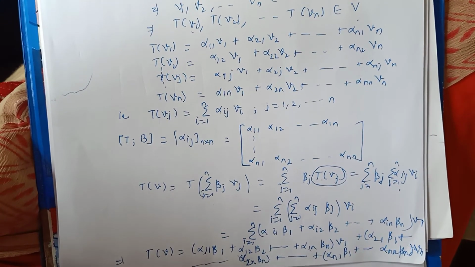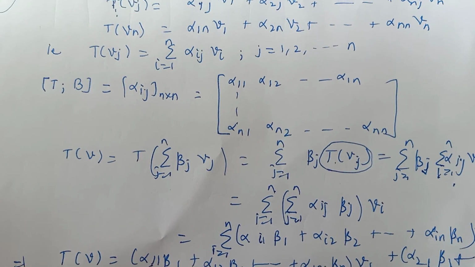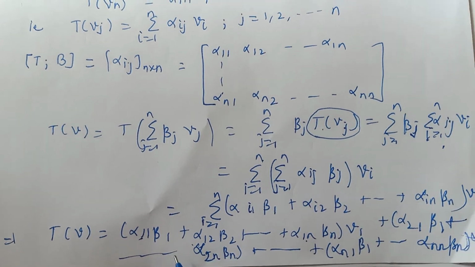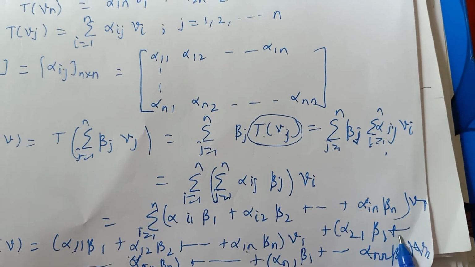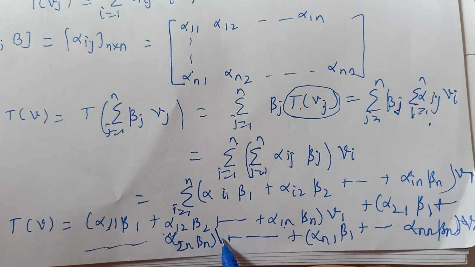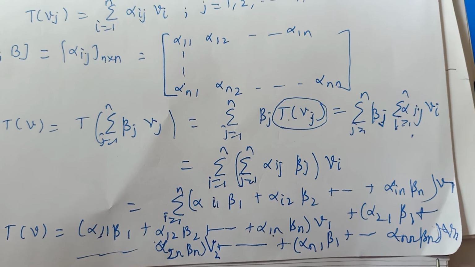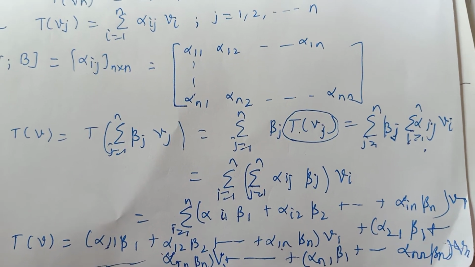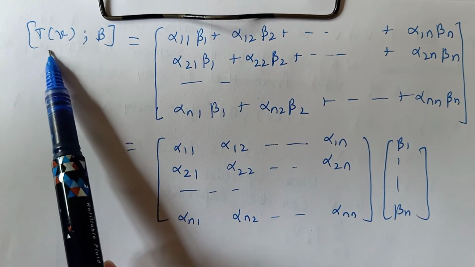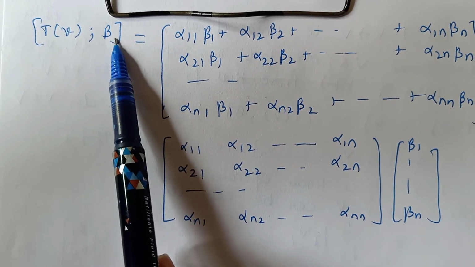Alright, now I will write in the matrix form. This whole coefficient of v1 will be the first entry of the coefficient matrix, and this whole coefficient of v2 will be the second entry of the coefficient matrix, and so on. This will be the nth entry. So our matrix will look something like this. It is the coefficient matrix of the image of v with respect to basis b.